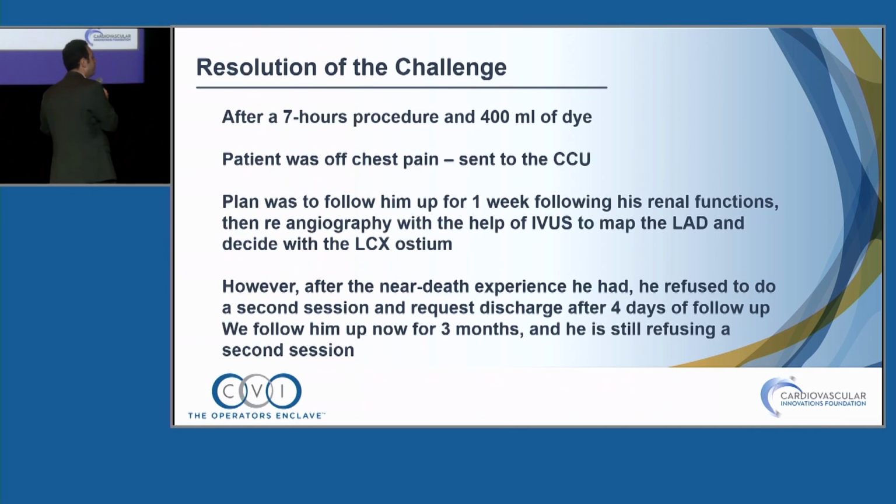However, talking to the patient 2 days after the procedure, convincing him to go again for the cath lab, he told me, no matter what you say, I will not go to the cath lab again.